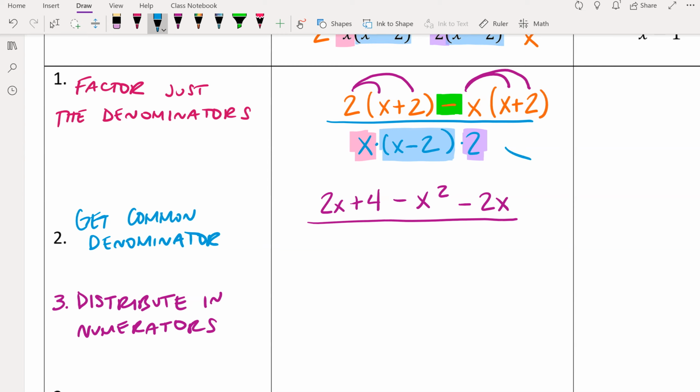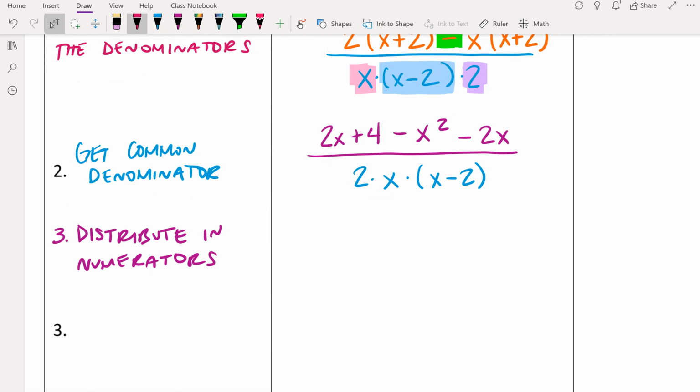I'm going to move this 2 out in front. The 2 can go out in front because it's multiplying, and I like to have that number in front of the x. That's how I like to see it. So I'm going to put 2x, x minus 2. These are all multiplying, right? Okay, let's keep going. So now that we've done step 3, we're on to step 4 now.